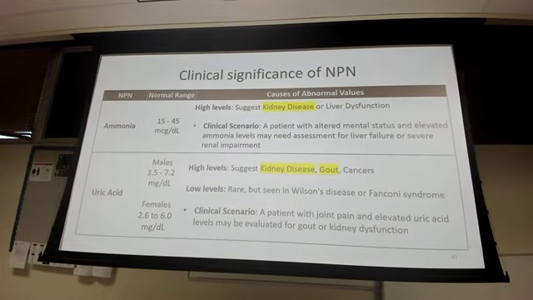All right, clinical significance of NPN. You have ammonia and uric acid. With ammonia, when we see high levels of ammonia, think kidney disease and liver dysfunction. Uric acid, high levels include kidney disease and gout, and decrease is rare, but seen in Wilson disease or Fanconi syndrome.